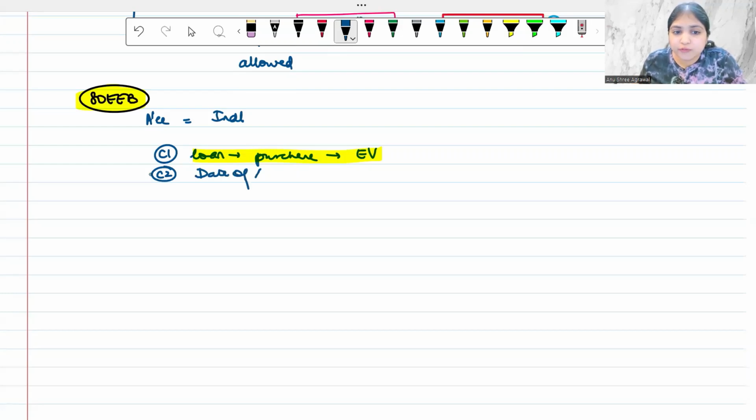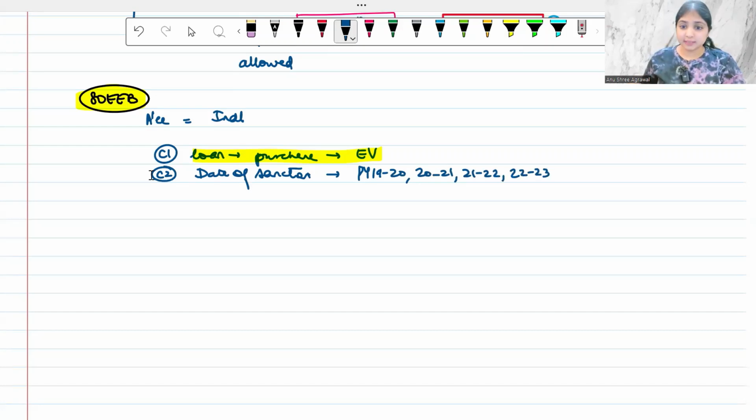What is the date of sanction of the loan? Here we have 4 previous years, guys. The loan should have been sanctioned either in previous year 19-20 or in previous year 20-21 or in previous year 21-22 or in previous year 22-23. A loan should be sanctioned in any of these 4 years. There is no limit on the amount of the loan. Who is the lender? From whom did you borrow the loan? You borrowed the loan either from a bank or you borrowed the loan from NBFC. That's all. Only 3 conditions.